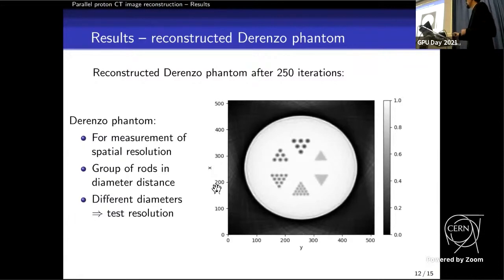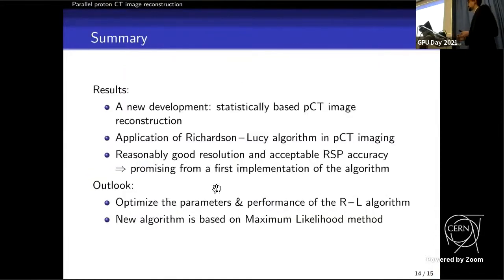And here we can see the rods in 4 groups and cannot see in 2 groups, which is a reasonably good result. So yes, let's sum up my presentation. I started a new development in the field of image reconstruction for proton CT, in the direction of the use of statistically based image reconstruction techniques for proton CT.